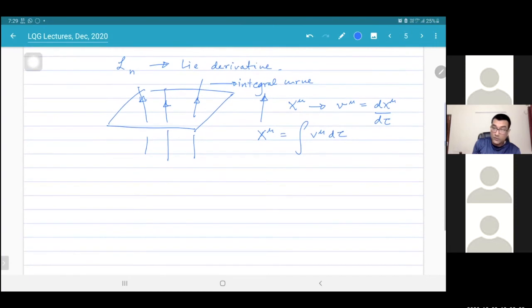And what do these integral curves do? Well, if you take a point here on this integral curve and you follow that point as it moves along this integral curve, right? What is happening is all the points on this manifold, again sigma, are being mapped to another manifold. Okay, let's call this manifold sigma prime, by the action of this vector field.